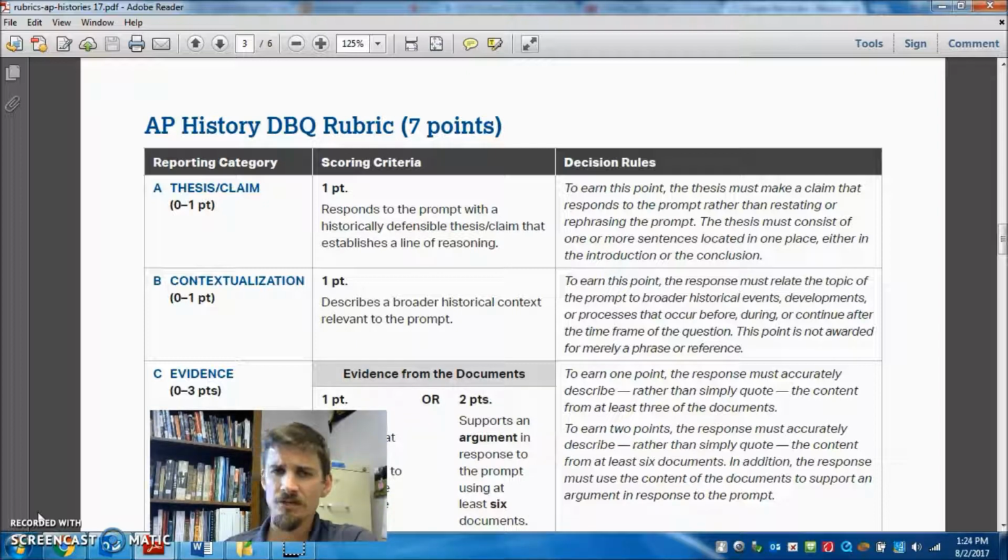Second part is contextualization. Again, that's only 1 point. You have to frame your answer within, or at least discuss, the broader historical context. Now, it's not just about mentioning what's in the document. You need to deal with what's going on outside of the documents and help the reader understand that you understand how this particular question fits in with things that are happening before historically, after historically, and some other broader things that are going on within that particular time period.